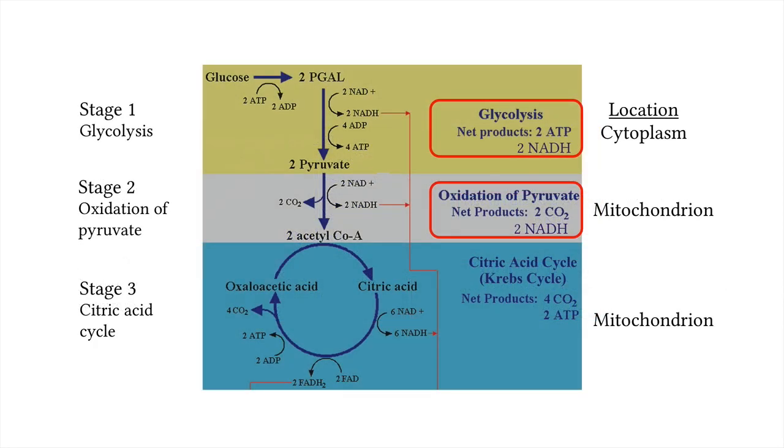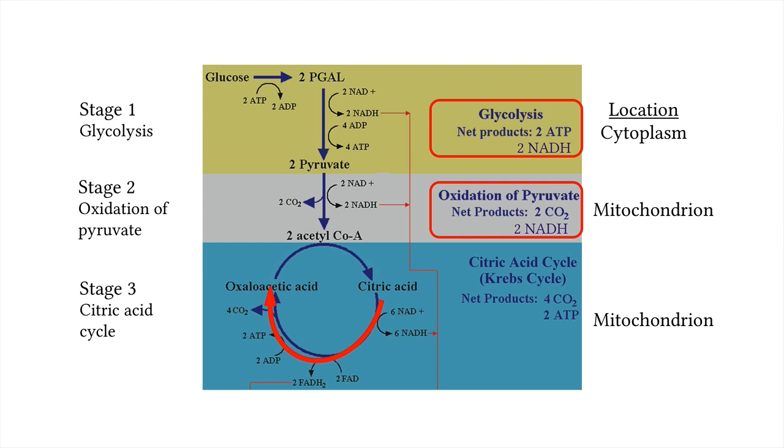The third stage is the citric acid cycle. You can see a circular pathway, thus illustrating that it's a true cycle. It begins with the 2 acetyl coenzyme A's from the previous stage. They react with oxaloacetic acid to form citric acid. Then there are a series of reactions that eventually form oxaloacetic acid again, so it can react with new acetyl coenzyme A's again.